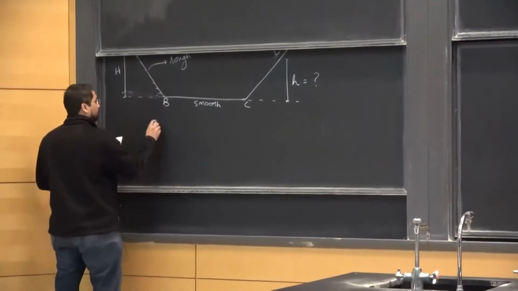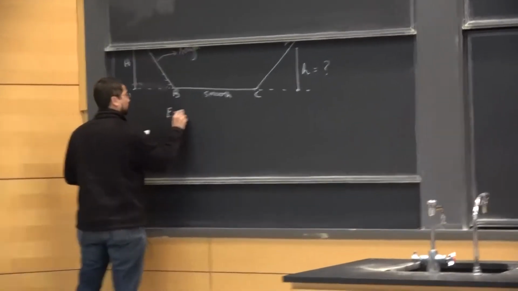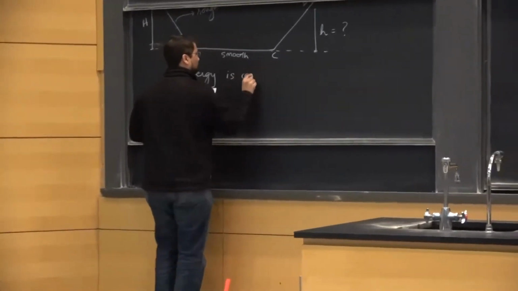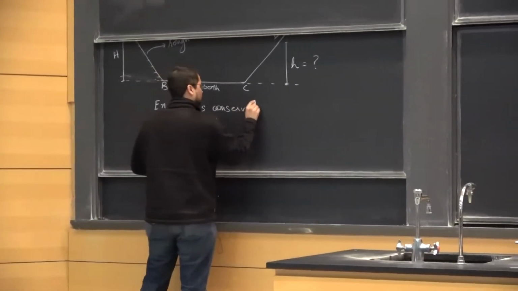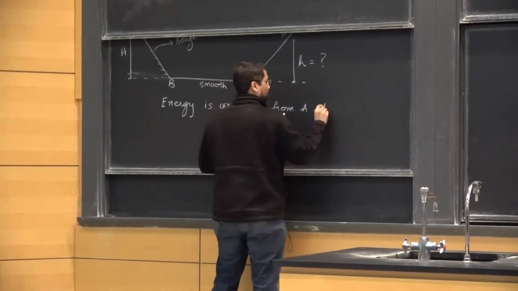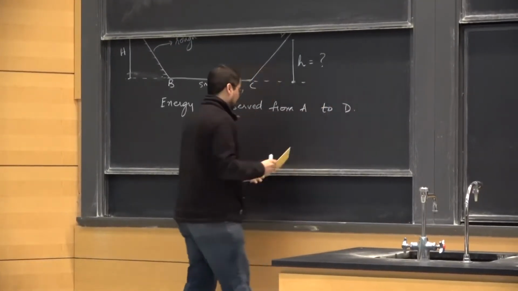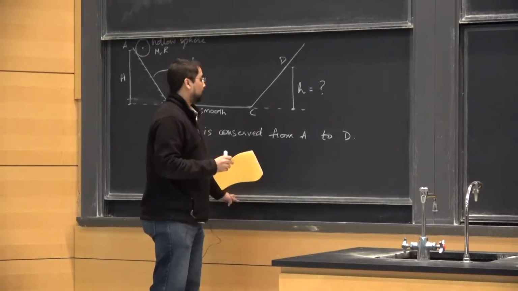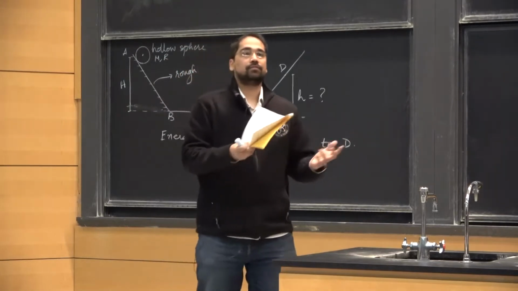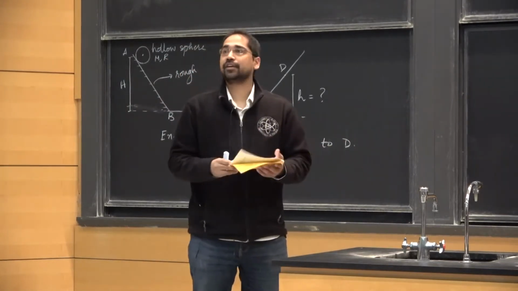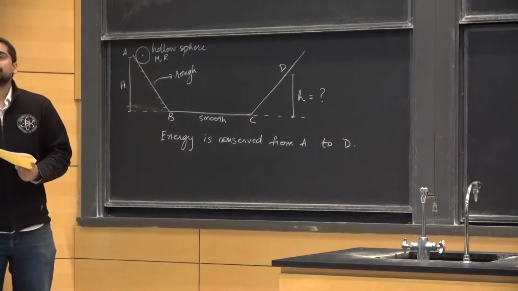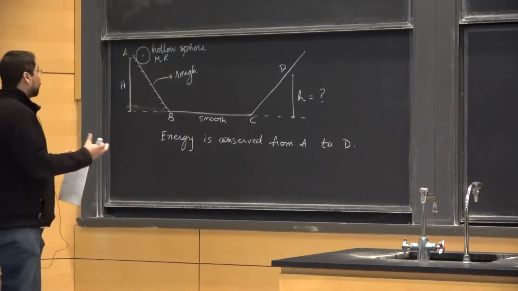So we know this. We know that energy is conserved from A all the way to D. So at each point we can write down the total energy, which is going to be a sum of kinetic and potential energies. And hopefully that's enough information for us to evaluate what we need. We'll find out.